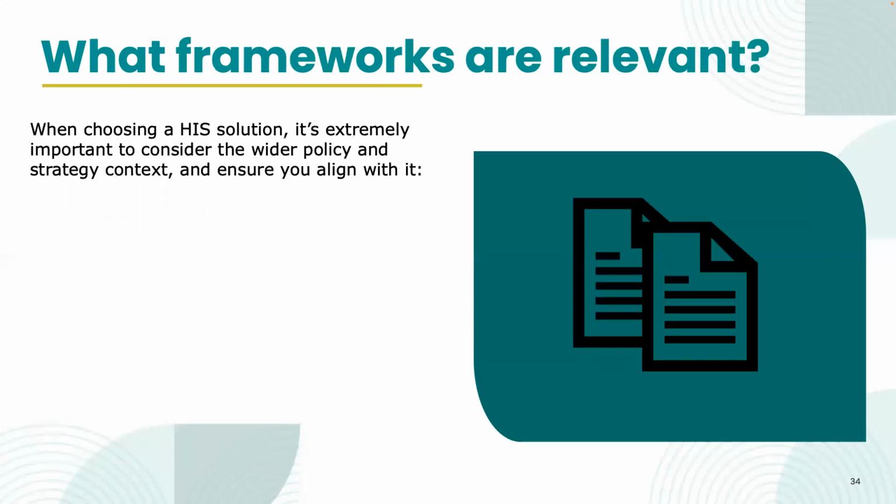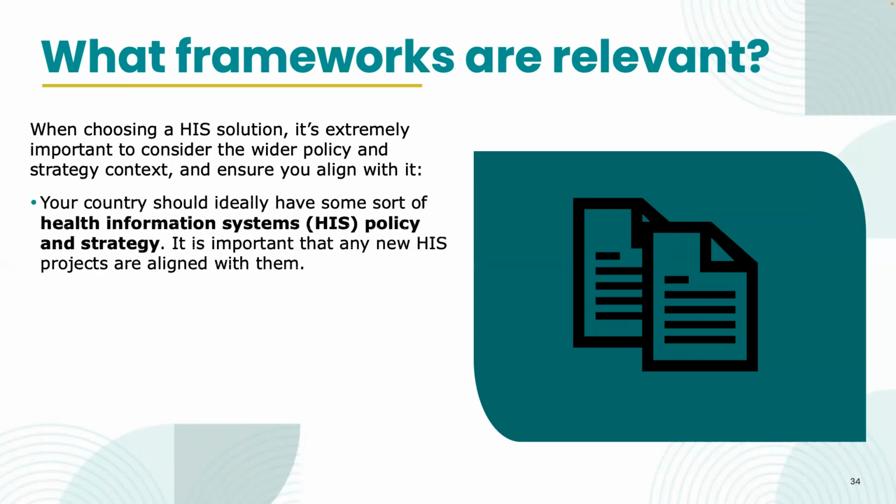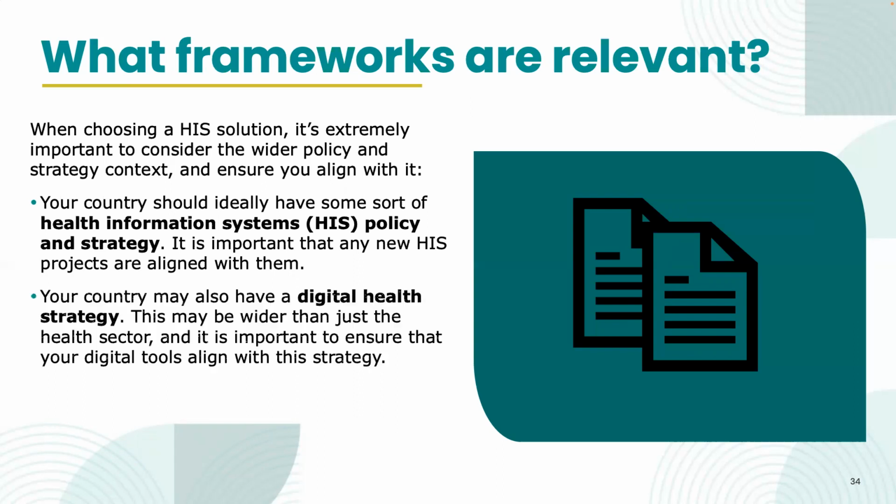So coming back to that second point I mentioned about the context that's really important, we need to make sure whenever we're working on any sort of health information systems project that we understand the policy and strategy framework that's already in place. You really need to carefully map out what sorts of policy standards are already there and make sure you adhere to them. Examples could include health information systems policy or strategy, which it would be very important for you to align with.